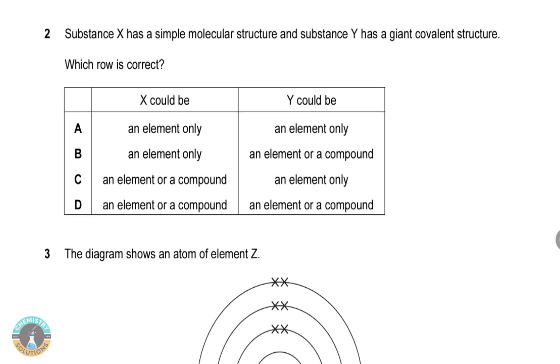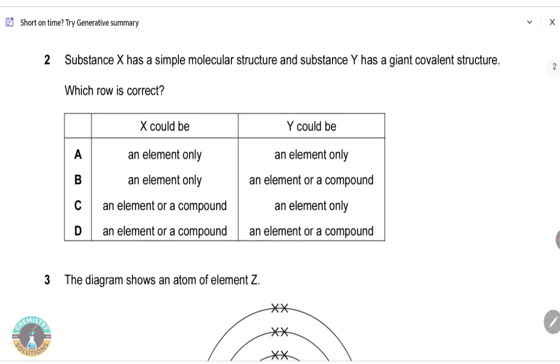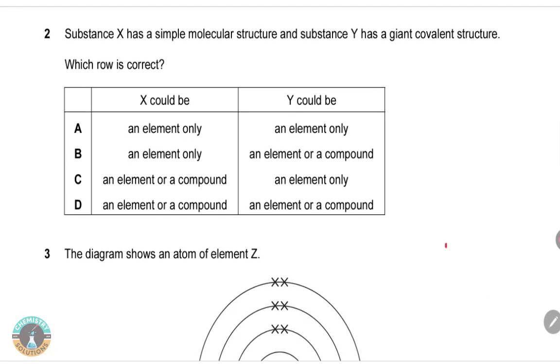So second MCQ is: substance X has a simple molecular structure and substance Y has a giant covalent structure. First of all, you people must know that simple molecular structures are simple covalent molecules, and a molecule can be of one element or of two elements. So it depends upon the nature of the molecule. For example, a simple molecule can be Cl2 and it can be HCl. Now come towards the giant covalent structure. It can be only the carbon element, like diamond and graphite and graphene.